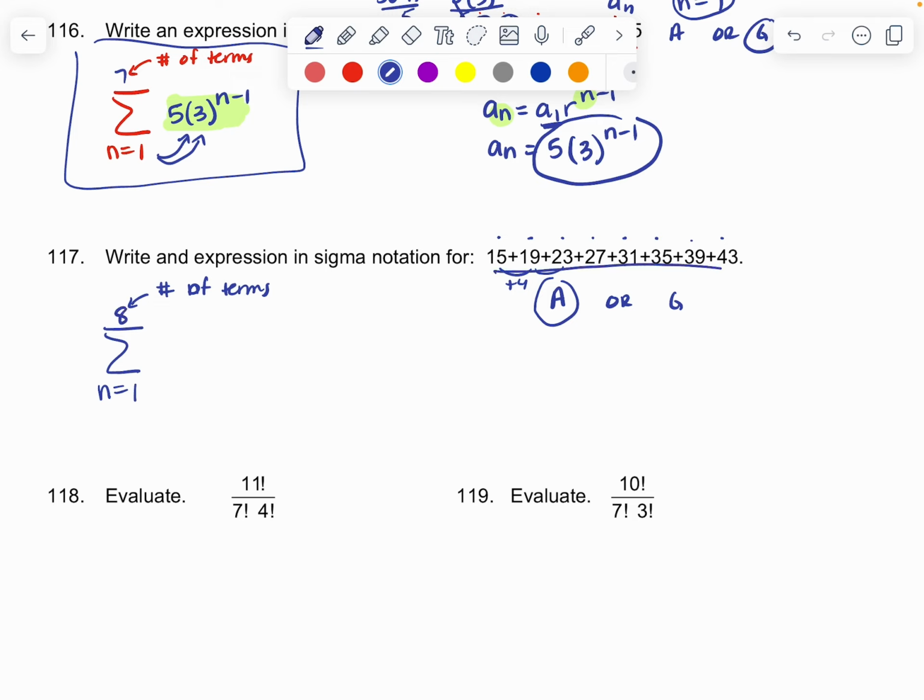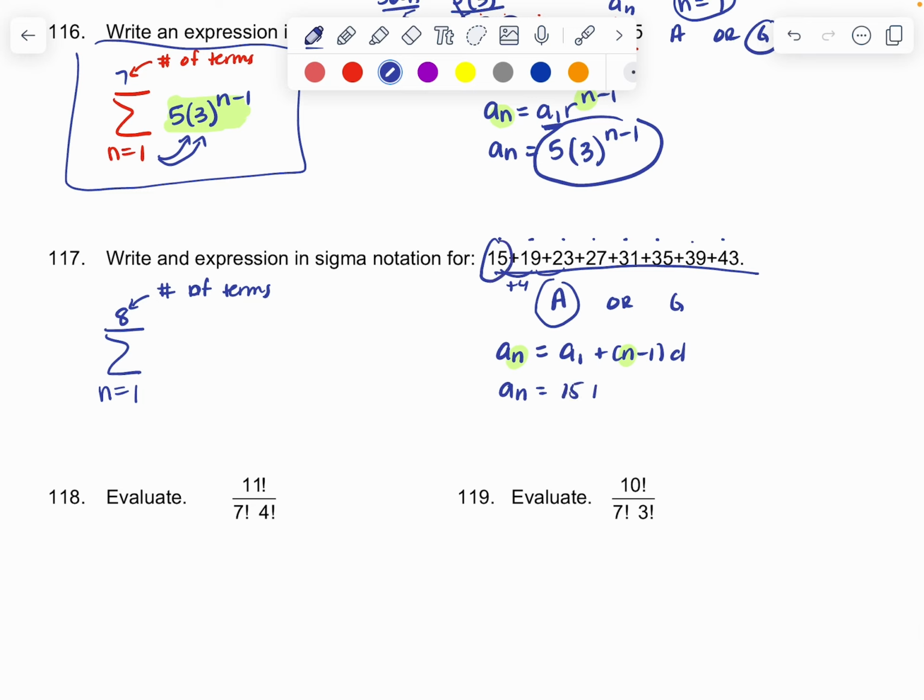And then let's find an expression for this. So since I'm arithmetic, it's going to be a sub n equals a sub 1 plus n minus 1 times d. Again, because I'm looking for something to plug n into, I want to keep anything that has an n as an n. Do not replace it. So I have a sub n equals, a sub 1 is the first term, 15 plus, keep the n as an n, and then the common difference is the 4. Okay, now let's just simplify a little bit. If I distribute this, I'm going to get 15 plus 4n minus 4, which is 4n, and then 15 minus 4 is 11. So this right here, 4n plus 11.